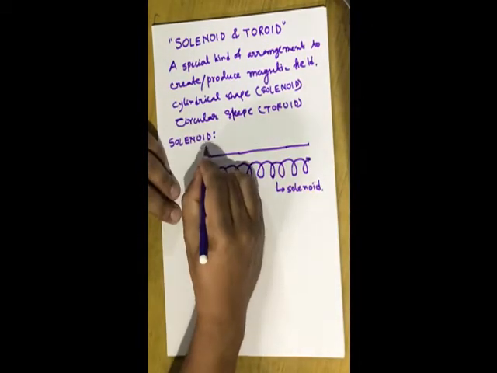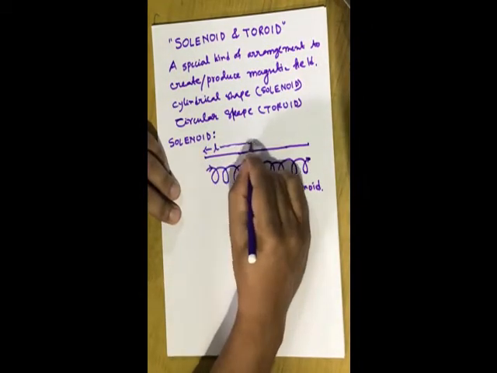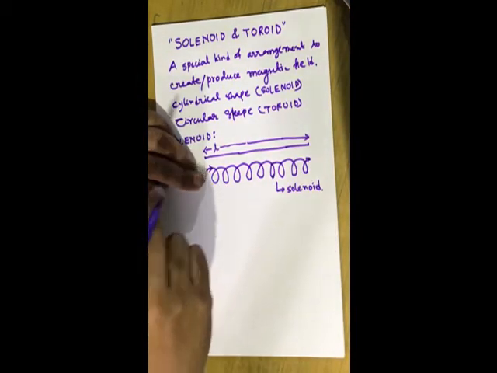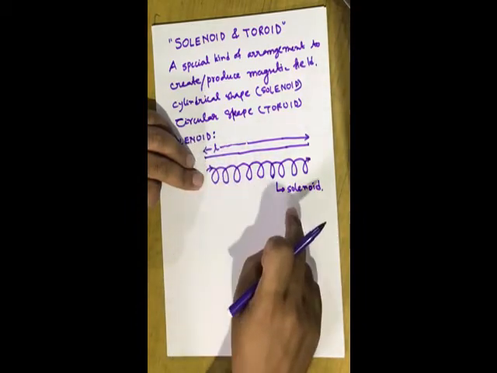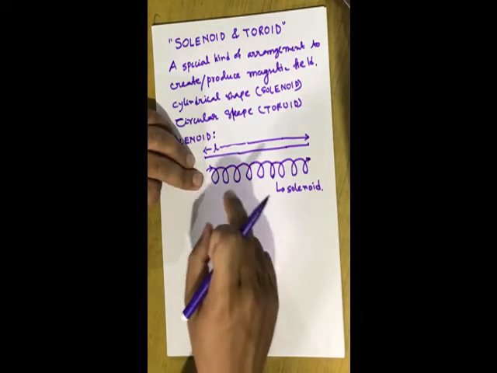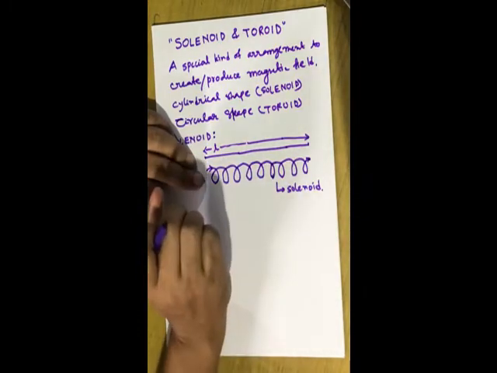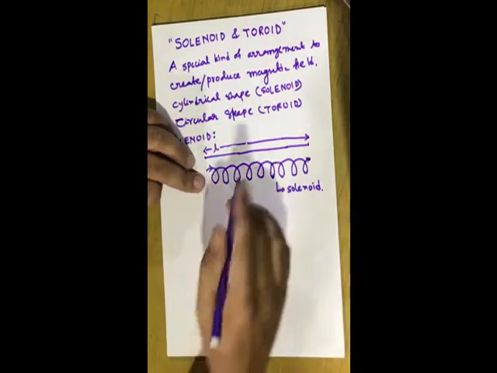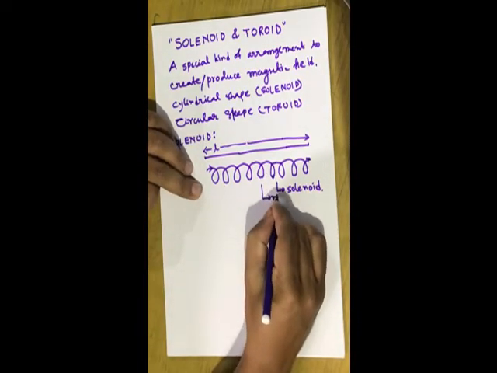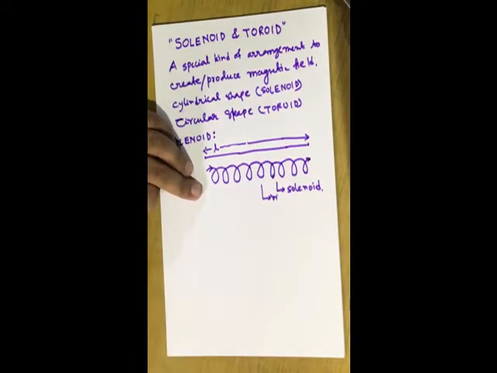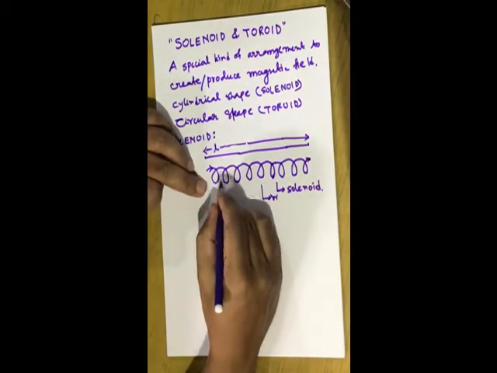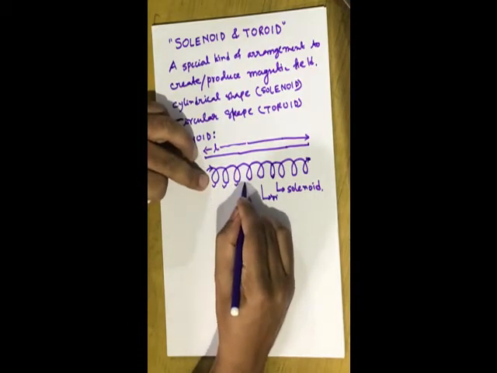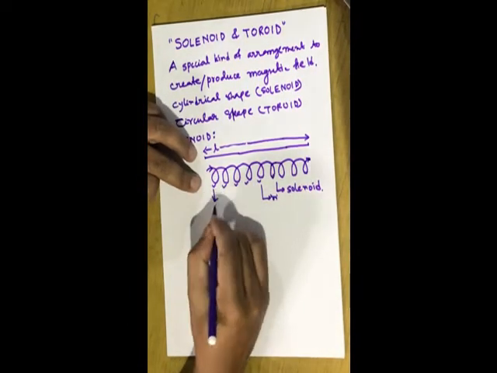Suppose initially you have a length L of wire, and now you just reshape the wire with n number of closely spaced turns in the form of a helix. So this arrangement we can call a solenoid. Suppose there are n turns here, and each turn we can consider as a circular loop, because it's in the form of a helix, but every turn here we can consider as a circular loop.